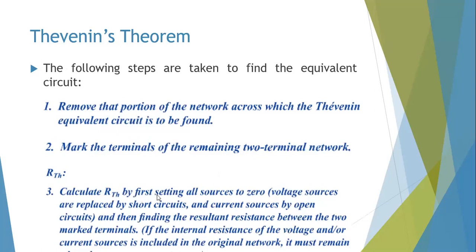Calculate RTH by first setting all sources to 0. We know how to set all sources to 0. We have already learned that before. The voltage sources are short-circuited and current sources are open-circuited. We've seen that already. So to find RTH, you have to just get resistances, be they short circuit or an open circuit or any resistance in ohms. You can't have voltage or current sources there because you can't work with a resistance of a voltage source or current source. You have to remove everything. So how do you remove a voltage source? Short circuit. How do you remove a current source? Open circuit. And then find the resultant resistance between the two terminals. Okay, so let's see how this is done.